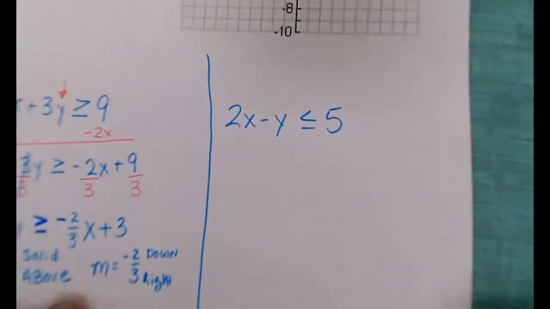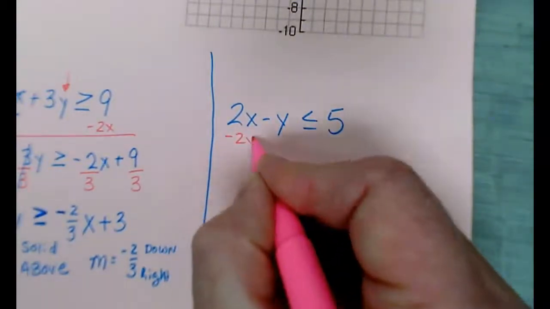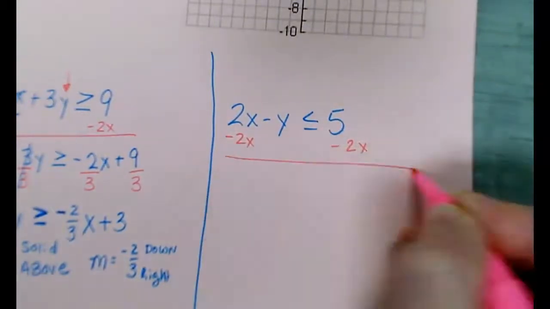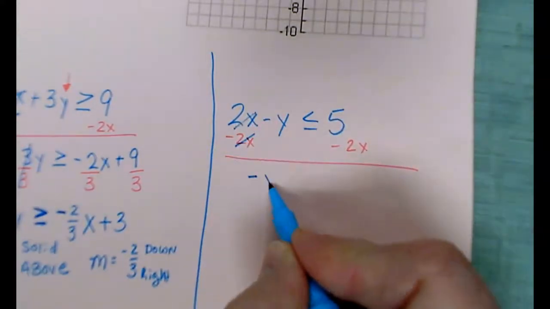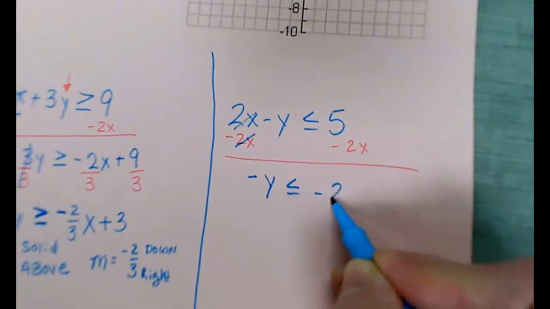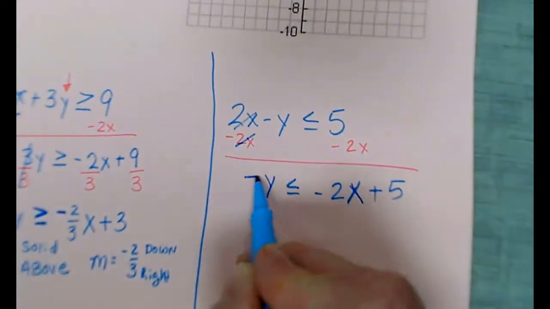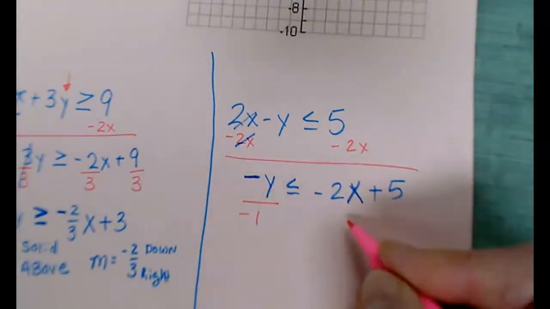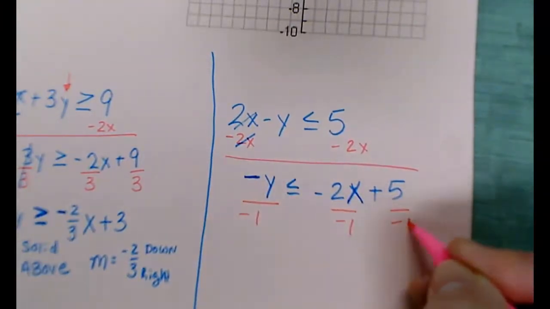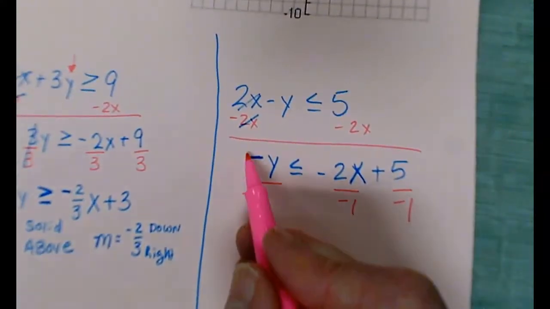Then I need to solve this one for y so that I can graph it. Subtract 2x from both sides to cancel that out. Now, the y has a negative sign in front of it. I have to divide by -1 to cancel out that negative sign right there.